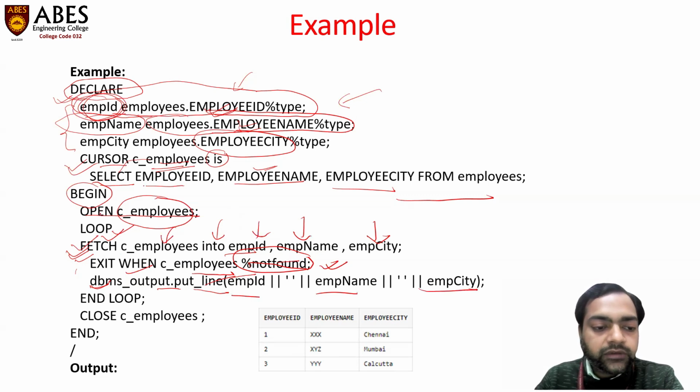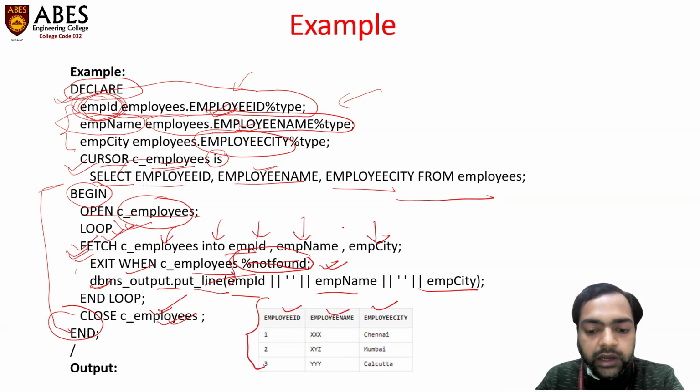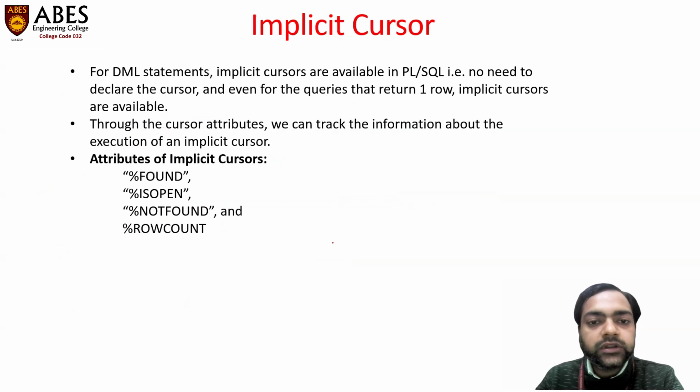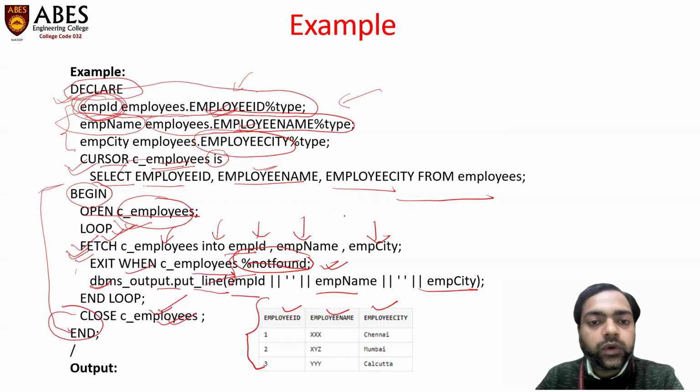And after that, we have started the loop here. So we need to end this loop here. And after that, we need to close the cursor here. And this will be the end of the section. Here we have begin section, last we have end section, right? So what will be the output here? This will be the output here. We have employee ID, we have employee name, we have employee city, right? So in this fashion, the explicit cursors will work.